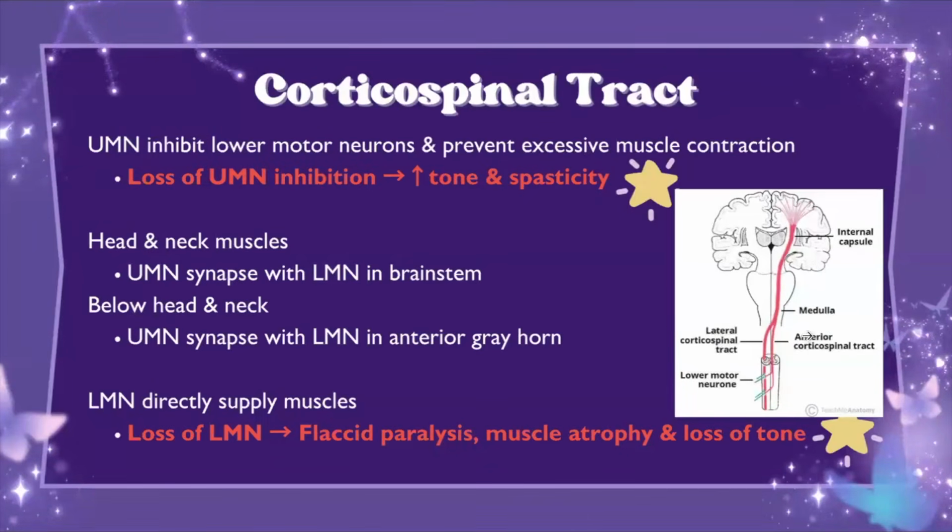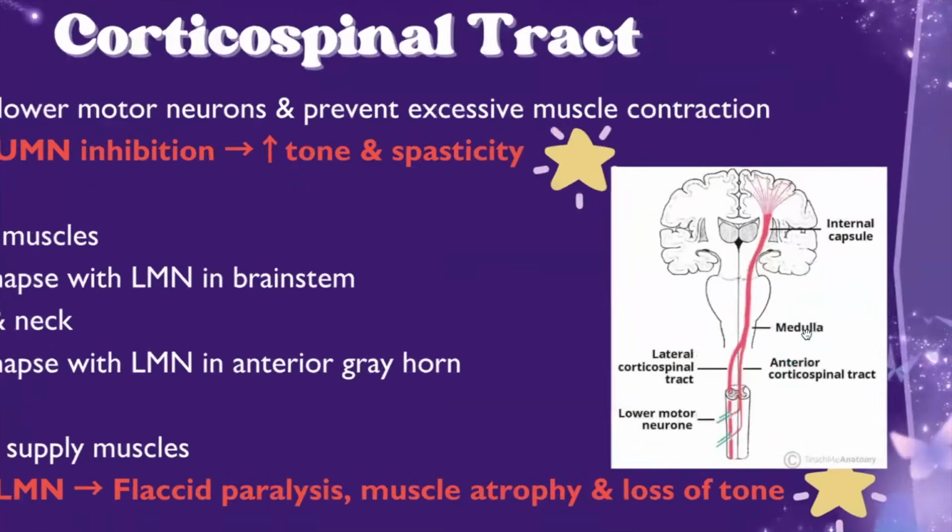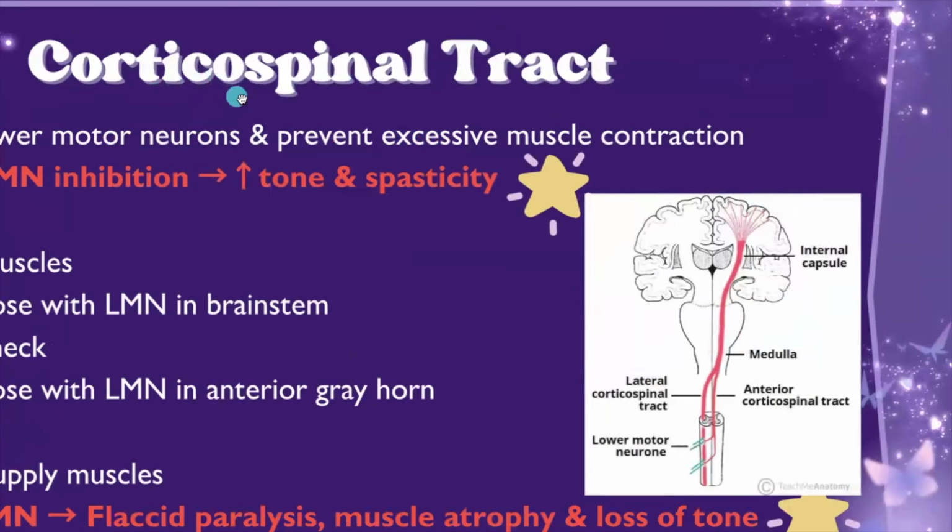Okay? Fine. So we mentioned that damage to the corticospinal tract or the upper motor neuron, it's the same thing. Damage to the corticospinal tract would result in spastic paralysis. But is it contralateral or is it ipsilateral? Let's talk about this here.